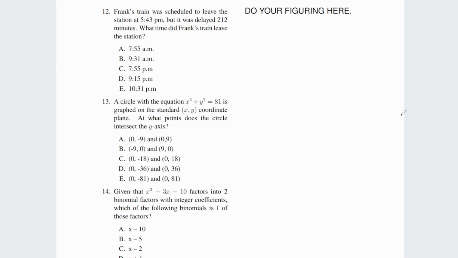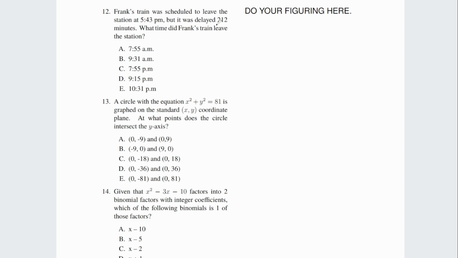Frank's train was scheduled to leave the station at 5:43 p.m., but it was delayed 212 minutes. What time did Frank's train leave the station? So we want to be careful here. This is something that could easily trip us up if we make a stupid mistake, but also something that's very, very, very easy if we know how to do it, and if we make sure that we don't make any of those mistakes.